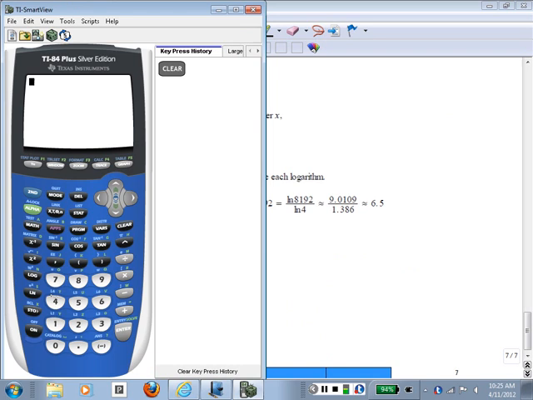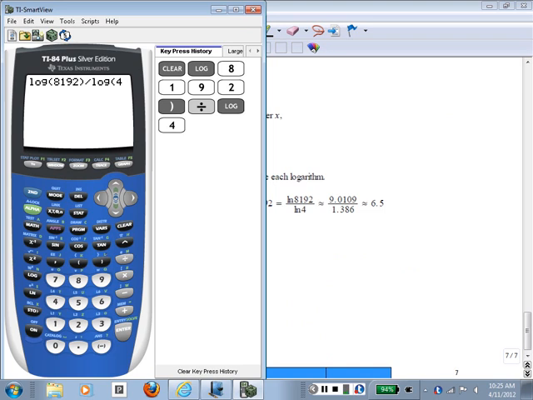What you do is take the log of 8,192, using the base 10 log there, and divide that by the base 10 log of 4, and it gives us 6.5. This is the power that 4 can be raised to, to get 8,192. Just to check it, if we take 4 and raise it to the power of 6.5, we get 8,192.